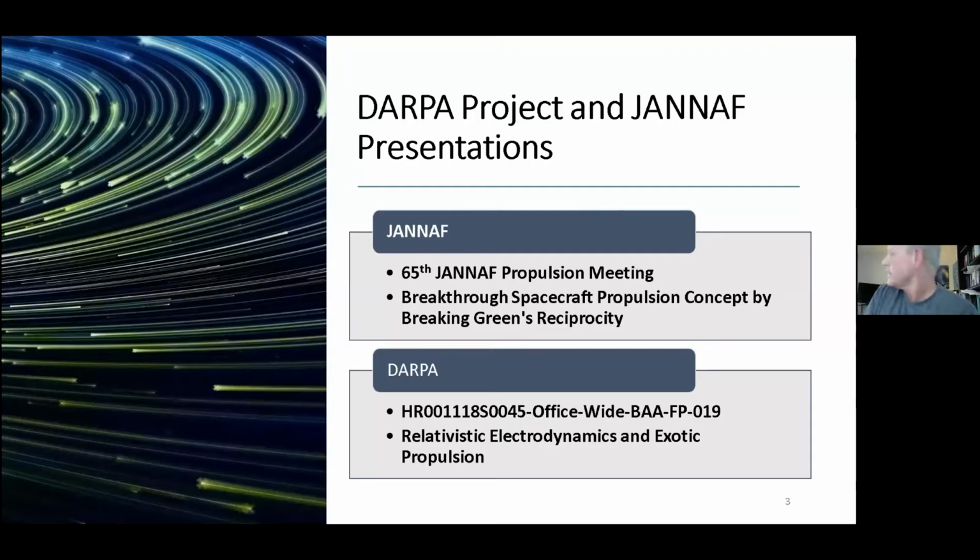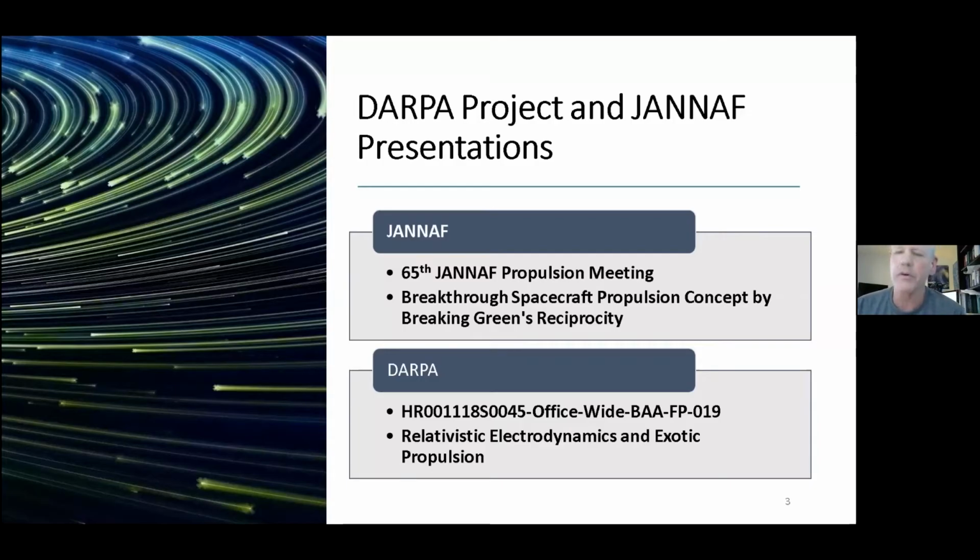The JANF presentation was the 65th JANF Propulsion meeting that was held in Long Beach, 2018, and we were presenting a paper on how we would break Green's reciprocity to generate an external force on a device that you could use for propulsion. And that got us a DARPA contract to build a device for DARPA using relativistic electrodynamics and an exotic propulsion.